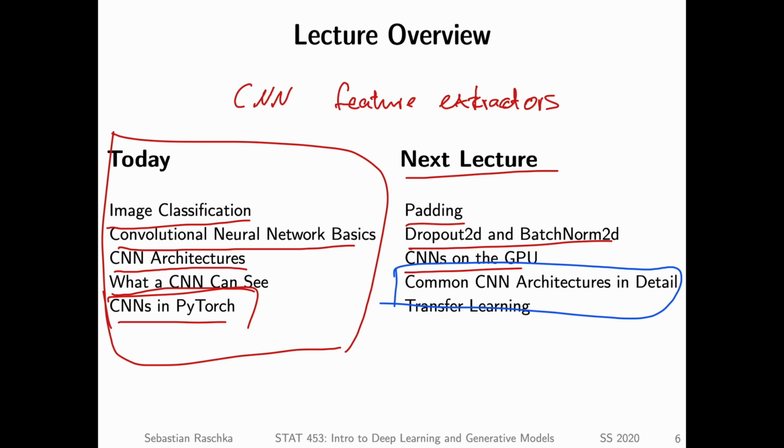So I mentioned there are several architectures, and here I'm only mentioning them very briefly, and then next lecture we will talk about them in much more detail.